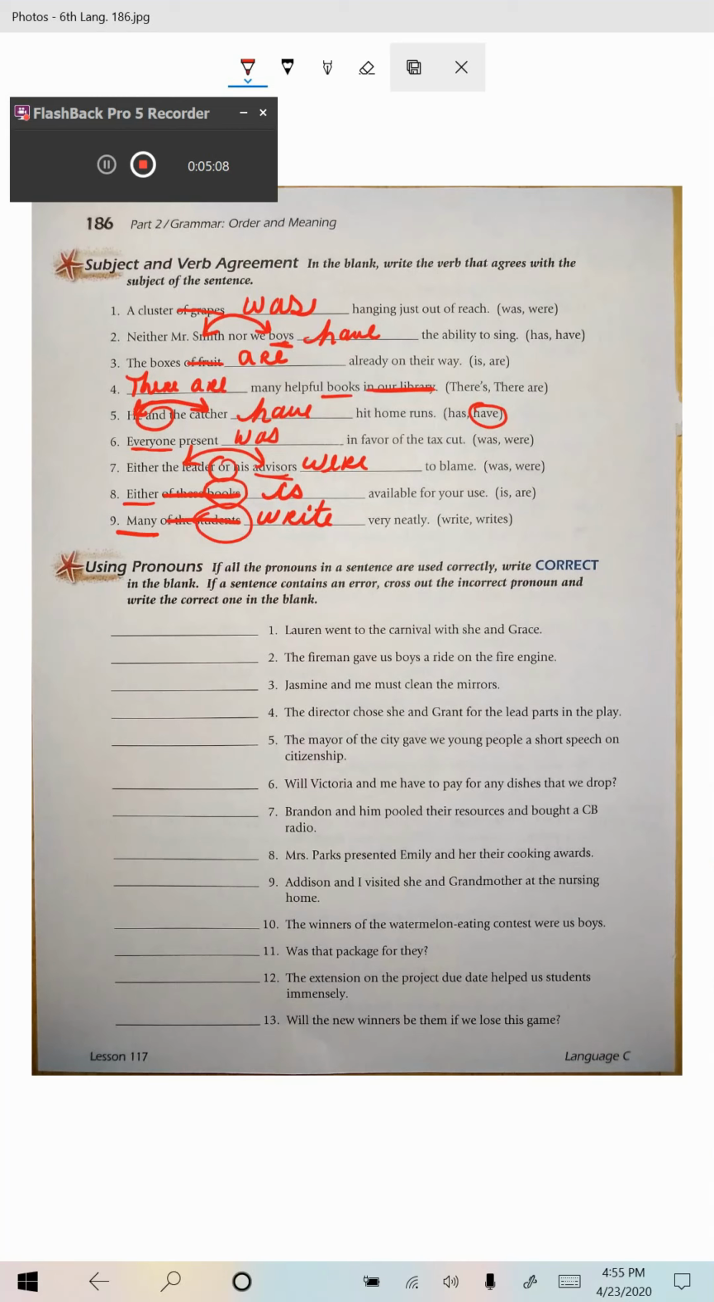Using pronouns. If all the pronouns in a sentence are used correctly, write correct. If a sentence contains an error, cross out the incorrect pronoun and write the correct one in the blank. There's 22 of these. All right, so we're just going to go by these first 13. I'm going to do 1 through 5 with you. You're going to do 6 through 13. And within 6 through 13, you're going to have 2 corrects.